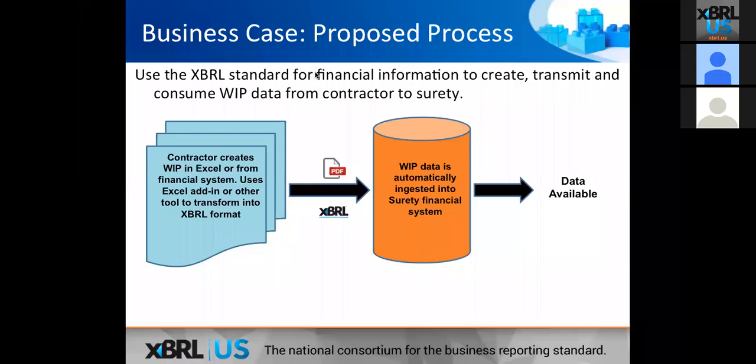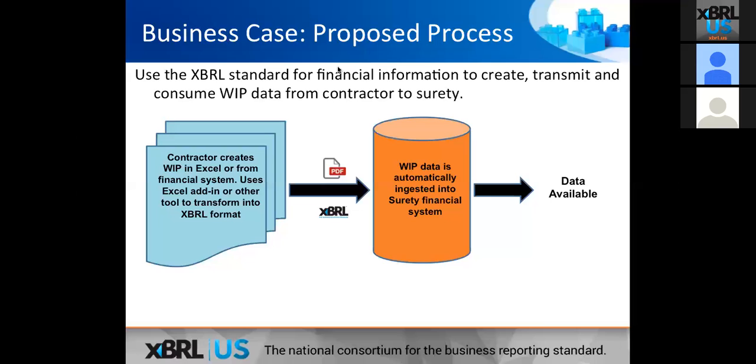There's no need to rekey the data. This should not require changing the surety's financial system. It will only require a one-time mapping, for those of us that are sureties, of our existing systems into XBRL terms created to identify WIP data. And the same actually goes for financial data overall. It's just that the piece missing from a complete financial package from a contractor was WIP data. Other standards already exist, by the way.